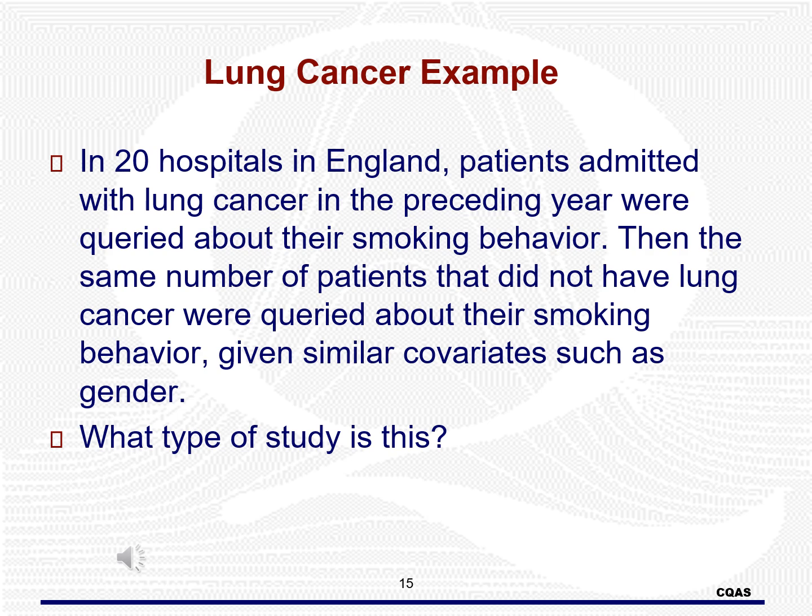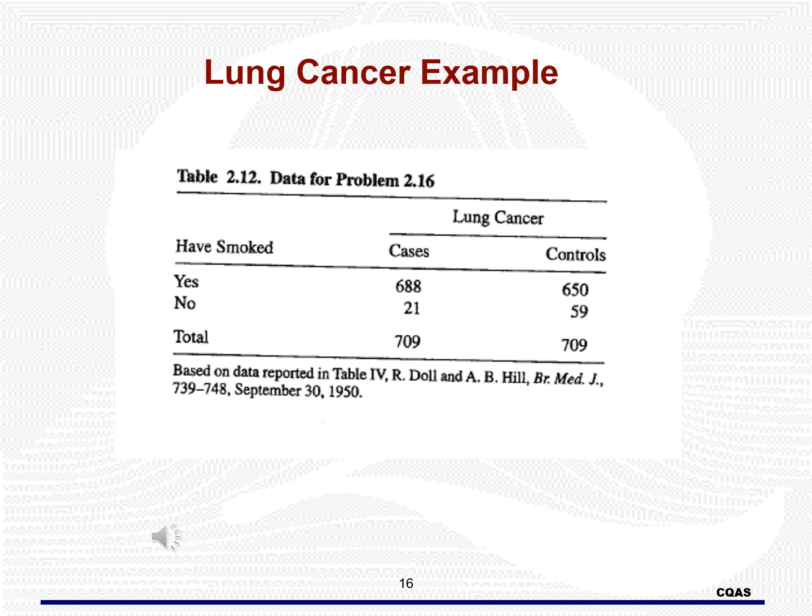The analyst made sure that the patients had similar covariates such as gender. This is considered a retrospective study since the analyst is checking for an event that had occurred in the past, which is whether the patient smoked or not. Here are the results of the study.